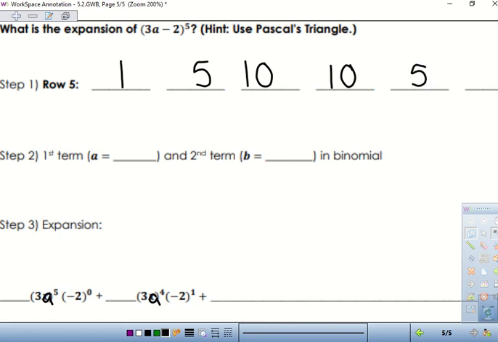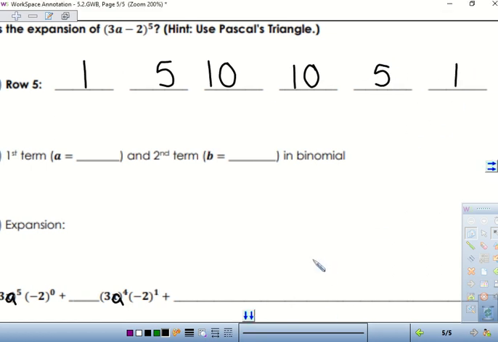I think that's it, right? Okay. That's the row we're going to use because that's the exponent. Now you have to identify each term. Our first term is going to be 3a. Our second term is negative 2.